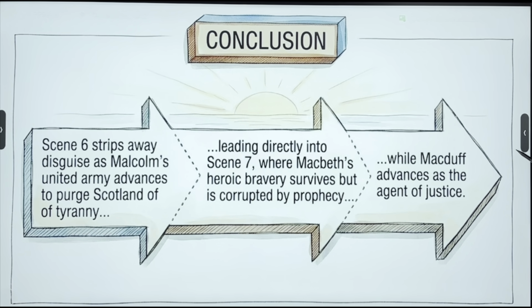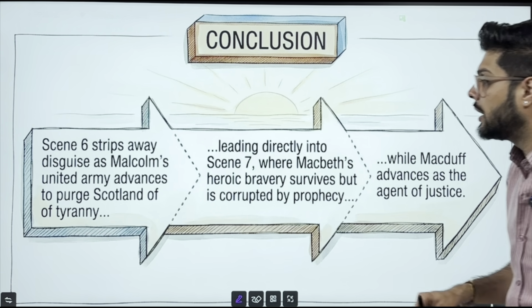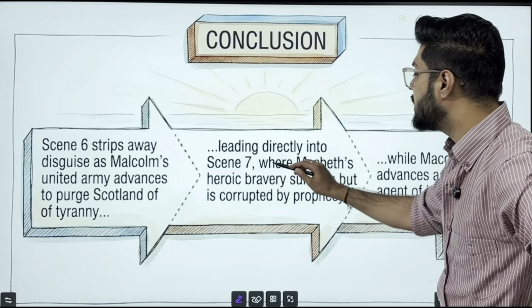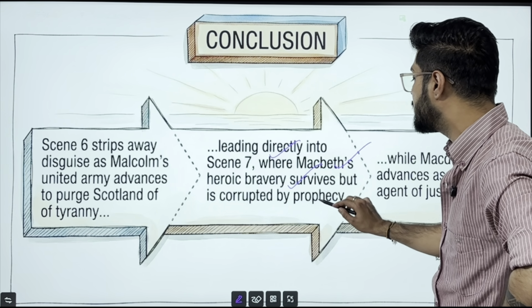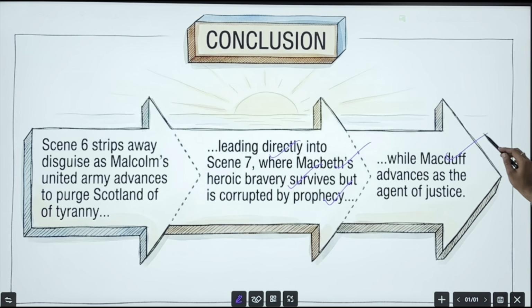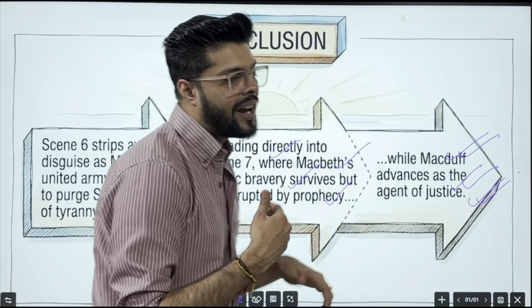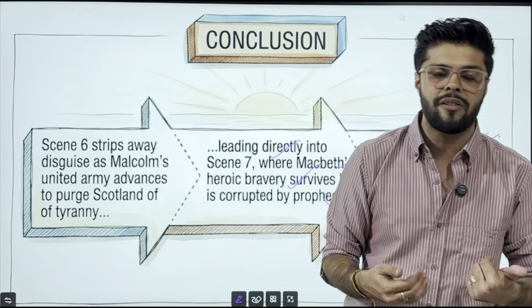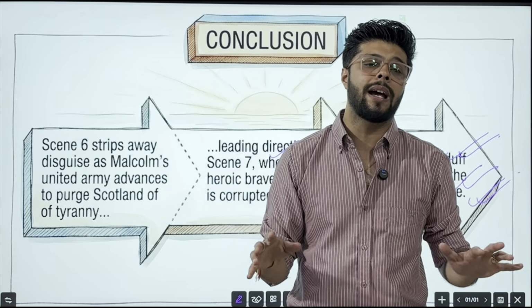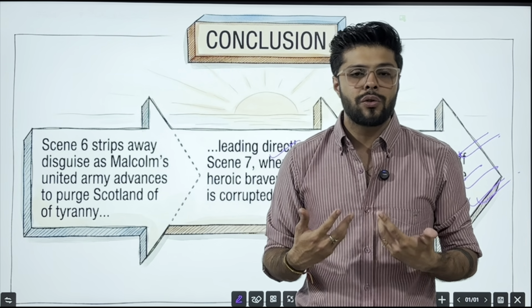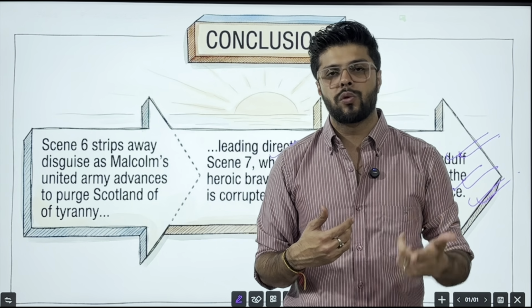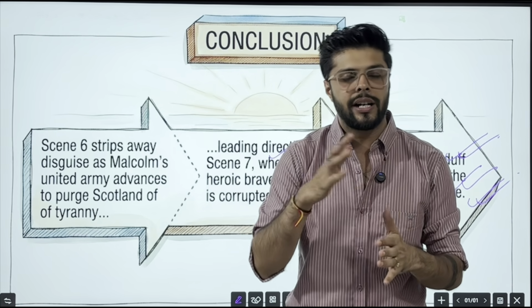In conclusion, scene 6 strips away the disguise as Malcolm's united army advances to purge, to restore Scotland of tyranny, leading directly into scene 7, where Macbeth's heroic bravery survives but is corrupted by prophecy, while Macduff advances as the agent of justice. And then in scenes 8 and 9, we'll get to see the final confrontation between Macbeth and Macduff, and finally the restoration of normalcy, of moral, social, and political order, back into Scotland in scene 9.